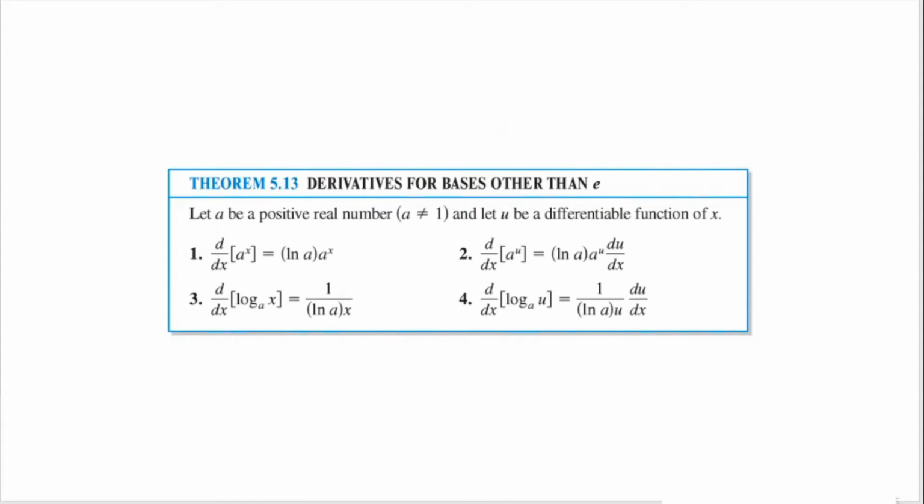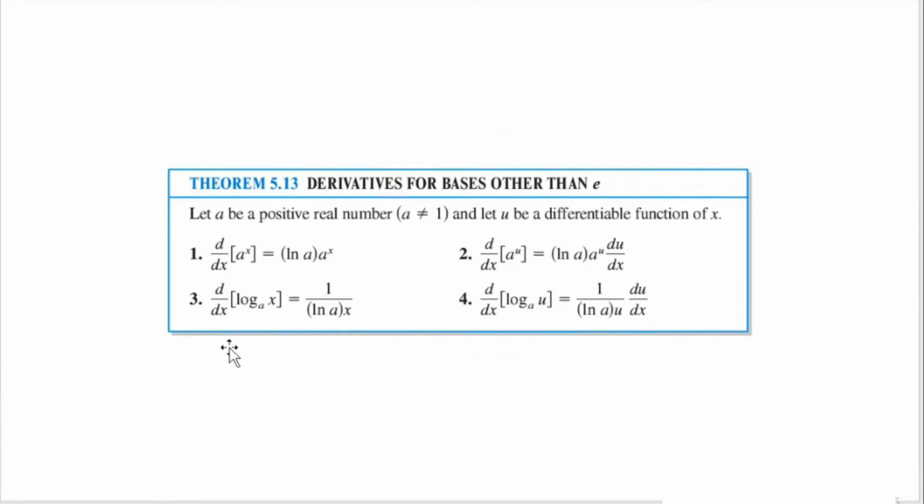And another formula for the derivatives for bases other than e. Let a be a positive real number where a is not equal to 1, and let u be a differentiable function of x. So number 1, the derivative of a raised to x is equal to ln of a times a raised to x. And number 2, the derivative of a raised to u is equal to ln of a times a raised to u times the derivative of the exponent, which can be written as du over dx.